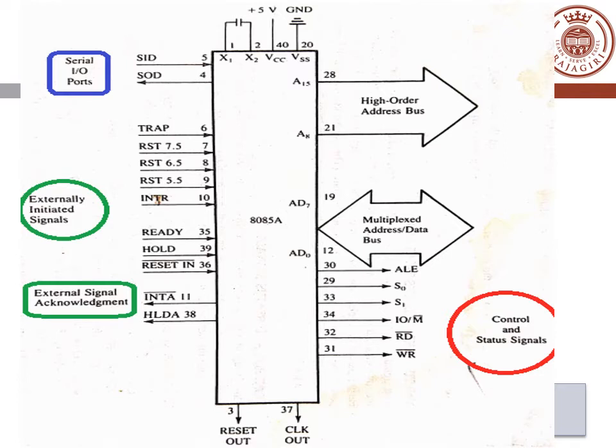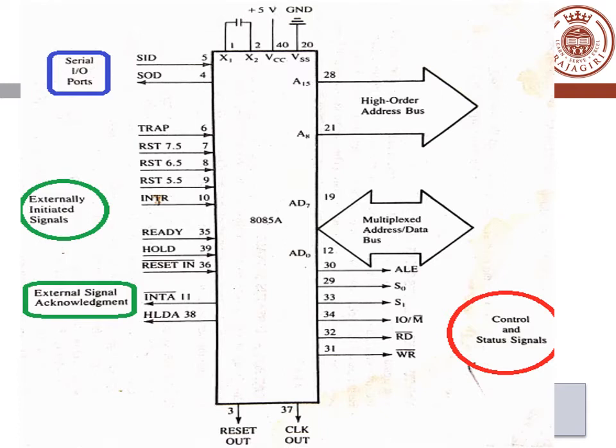So on the left side you can see the serial input output ports. You are having 2 pins for that, pin number 4 and 5, the serial input as well as serial output. And the next set of signals are the externally initiated signals, the signals starting with 6, 7, 8, 9, 10, the ready signal 35, hold 39, reset in 36. Those are the externally initiated signals.